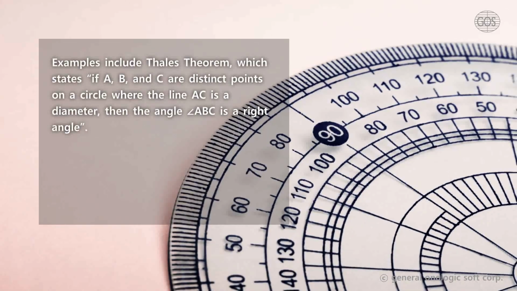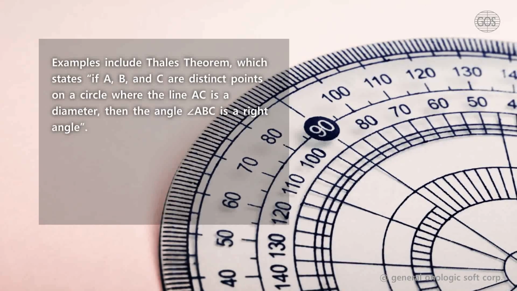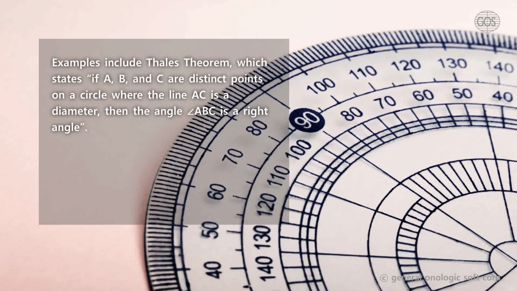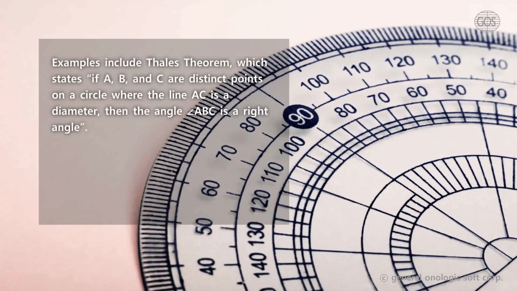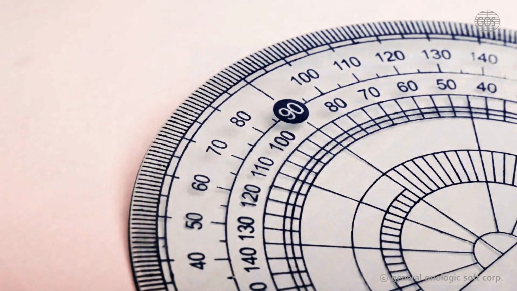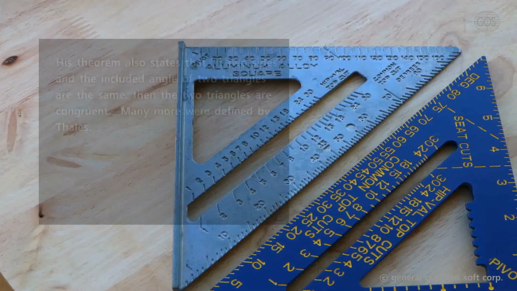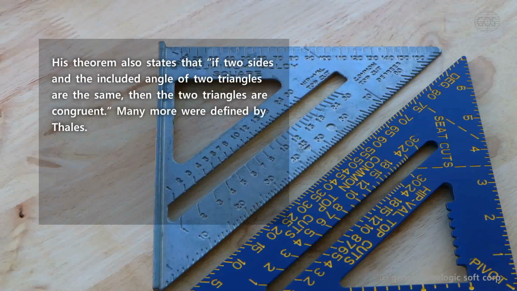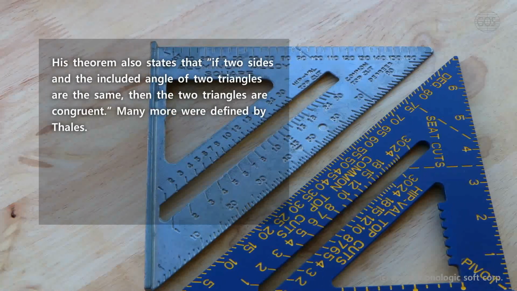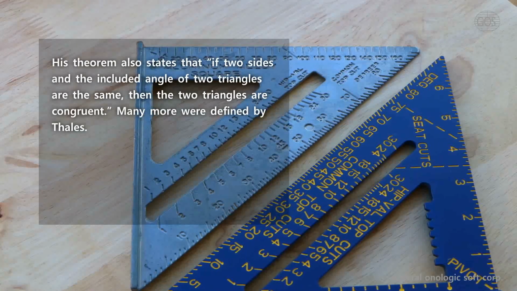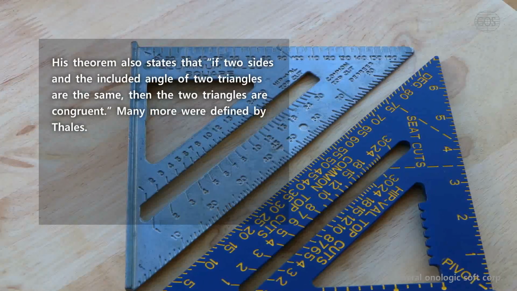Examples include Thales' Theorem, which states if A, B, and C are distinct points on a circle where the line AC is a diameter, then the angle ABC is a right angle. His theorem also states that if two sides and the included angle of two triangles are the same, then the two triangles are congruent. Many more were defined by Thales.